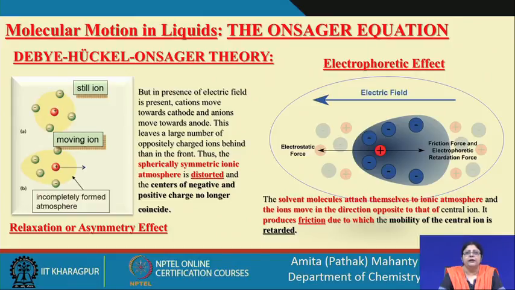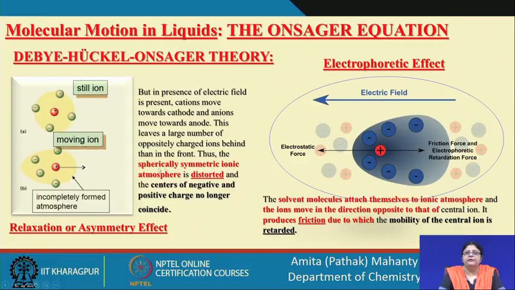So, what is happening? The counter ions which were initially there in the ionic atmosphere will try to pull the central ion back as it moves towards the cathode, and in this process the movement of the central ion is going to get reduced.